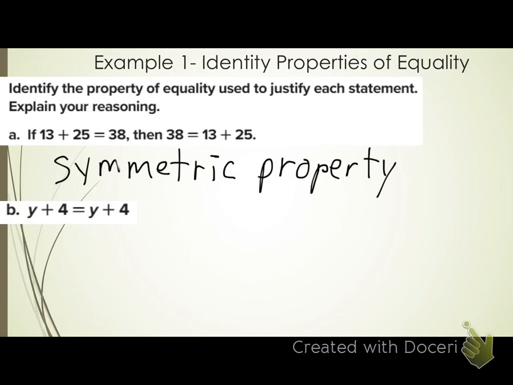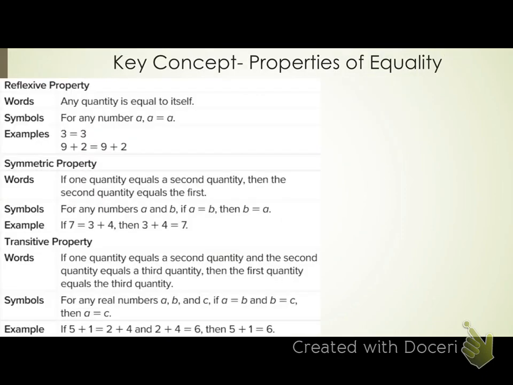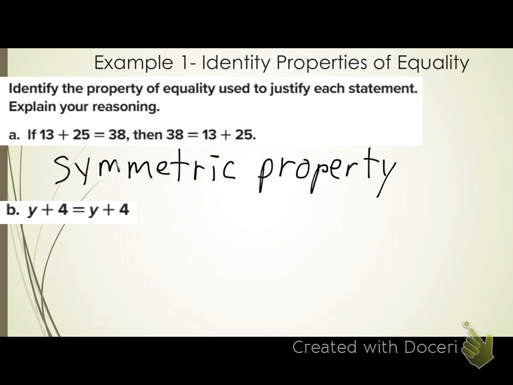Letter B. Y plus 4 equals Y plus 4. So which of these properties helps justify that statement? Reflexive, right? Any quantity is equal to itself. Here, it's saying Y plus 4 is equal to itself, right? Because it's the exact same thing written on both sides of the equation.